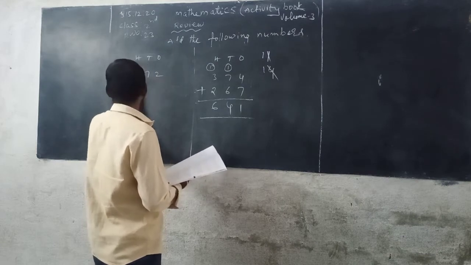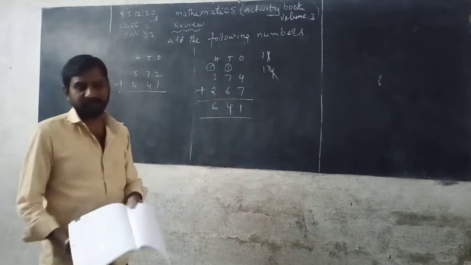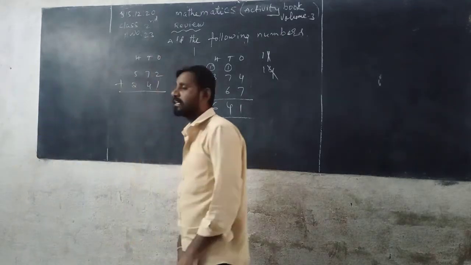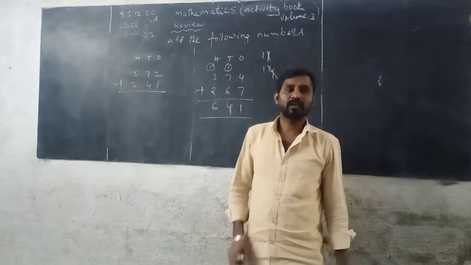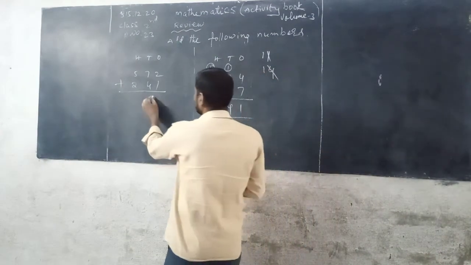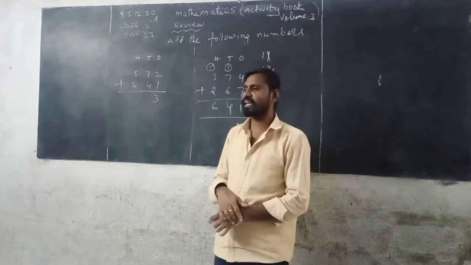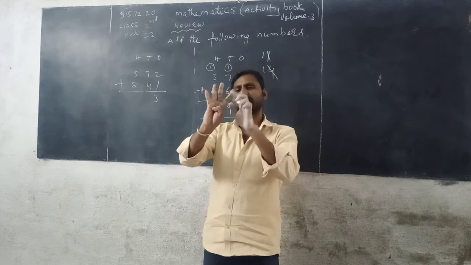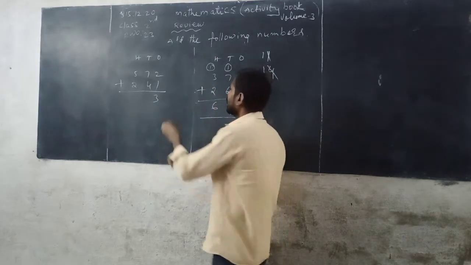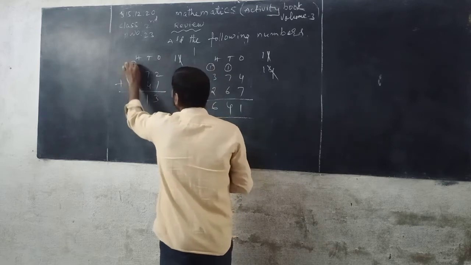572 plus 241. First we add the digits in the ones place. 2 plus 1, 3. 2 after, you count only one finger. 2 after 1, 3. Next, 7 plus 4. So 7 after, how many fingers can you count? 4 fingers. 7 after 8, 9, 10, 11. 11 is a 2-digit number. In it, 1 is taken and 1 is carried over to the hundreds place.